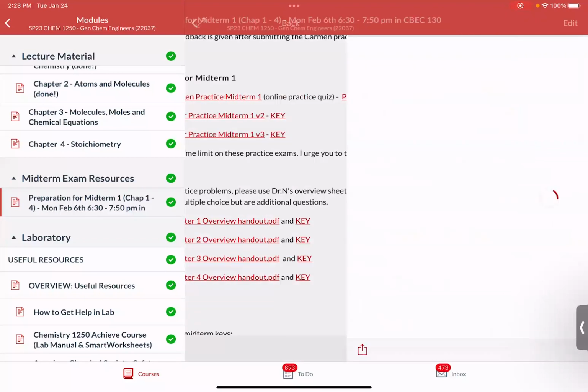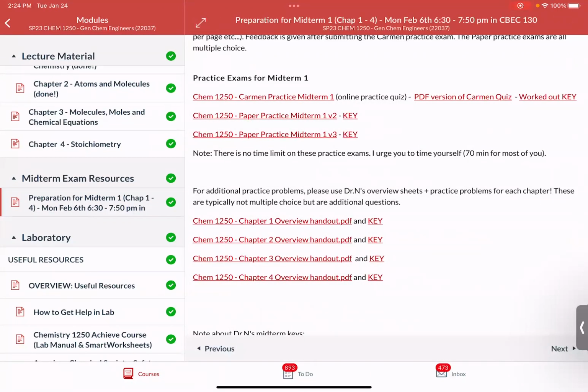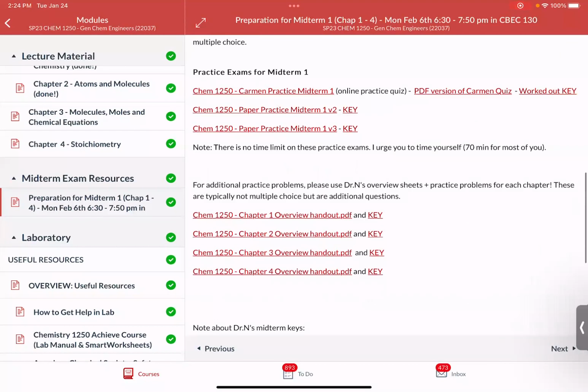And then I have 2 paper practice midterms because these are easier and faster for me to write. So I like the paper ones, although the question types you won't see. They're all multiple choice essentially on these paper ones. So is that enough practice exams for you all? If you don't have enough practice exams, my overview sheets and the keys are additional sources of practice exams. So tons of resources for you.